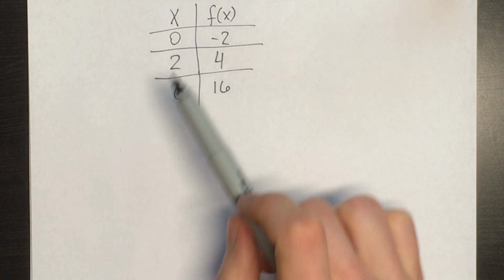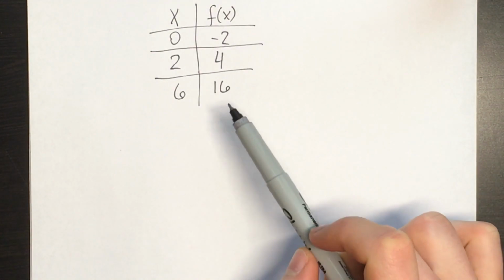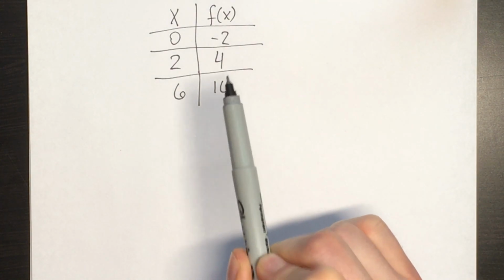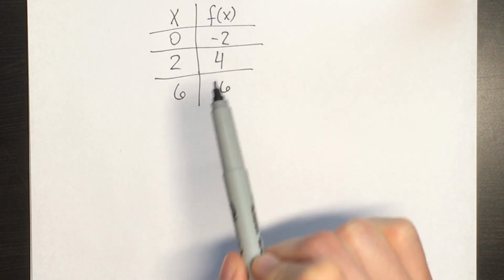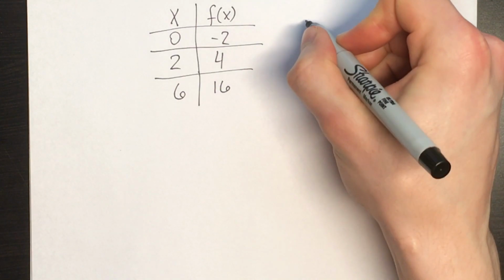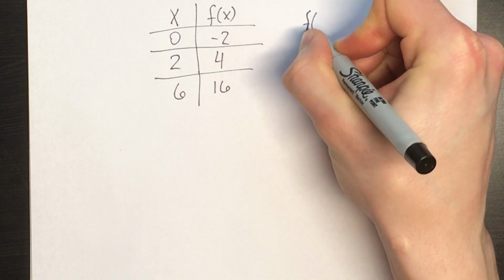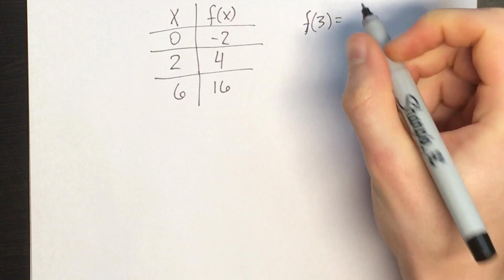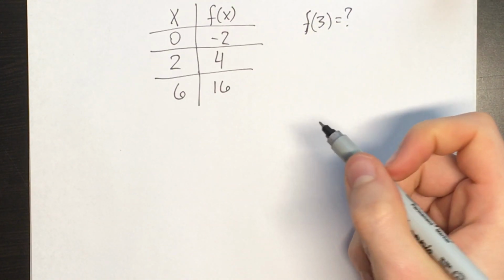Here we're given a table of values for x and f of x, and we're told that this is a linear function. We're told that f of x is a linear function, and we want to find the value of f of 3. So again, let's remind ourselves about how the notation here works.